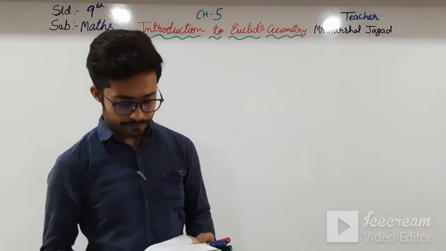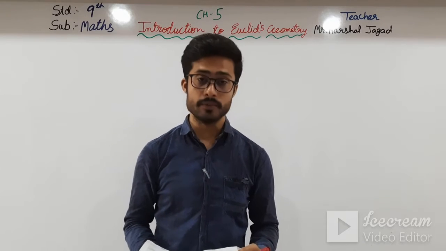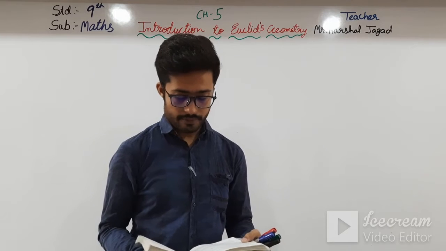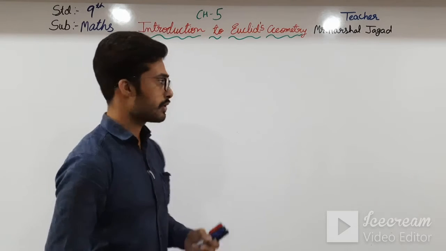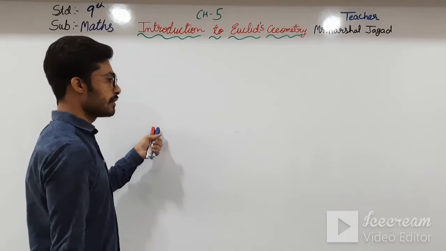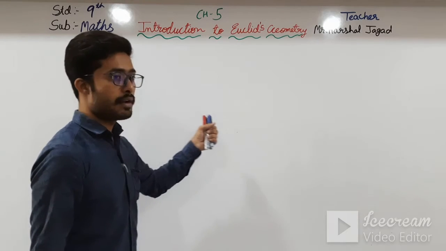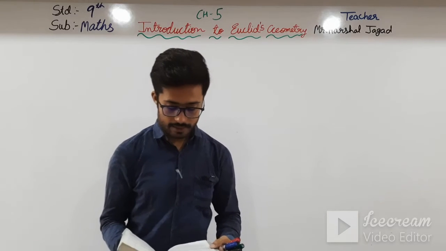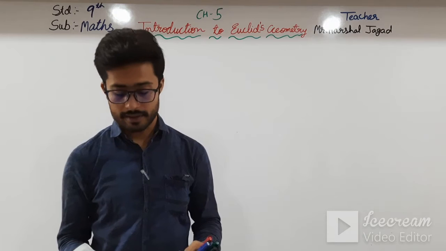Okay students, postulate number 2, that is a terminated line can be produced indefinitely. Means we have just drawn a line over here. Okay students, and then we can also just connect another line indefinitely, long. Okay, so a terminated line can be produced indefinitely.